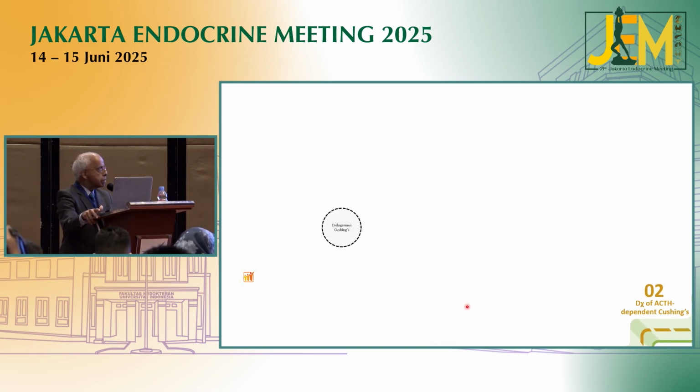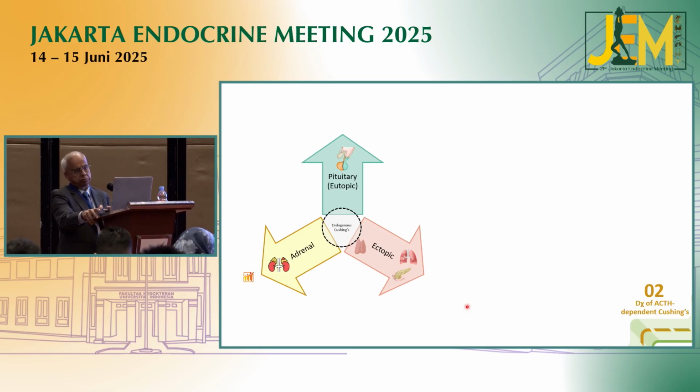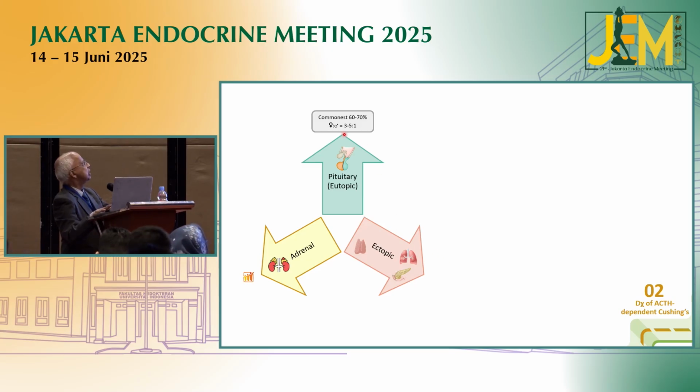I'll go to the second part now, which is diagnosis of ACTH-dependent Cushing's. And we typically classify pituitary or eutopic, ectopic, or adrenal Cushing's. Worth knowing some common facts. The commonest cause of endogenous Cushing's is pituitary Cushing's. The commonest manifestation is in females, with a female to male ratio of approximately 3 to 5:1.